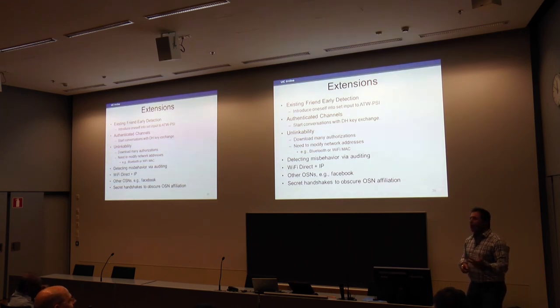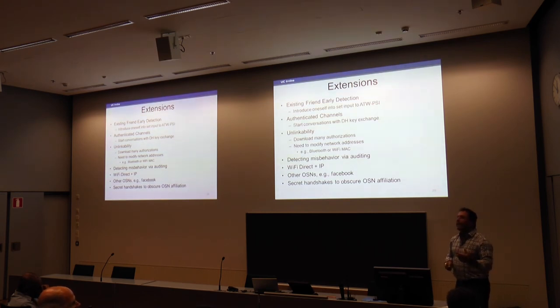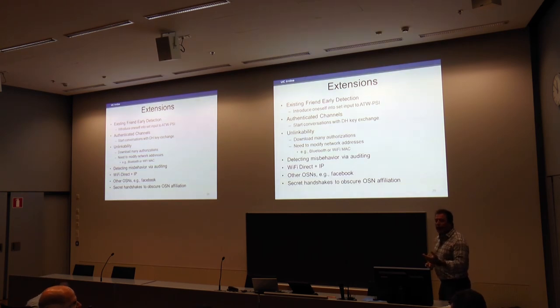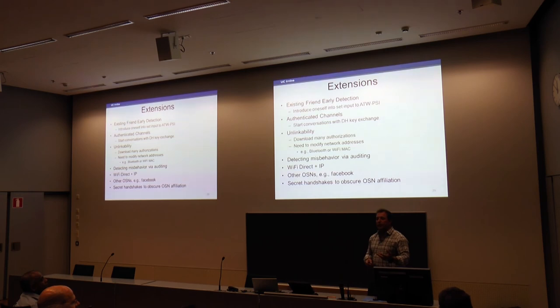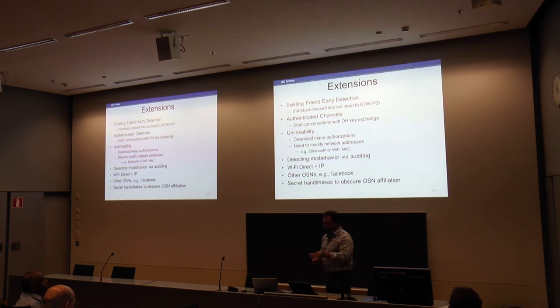So right now, if you observe network traffic, if you snoop on Bluetooth, or if we do Wi-Fi, if you snoop on Wi-Fi, you might detect that there is this type of protocol going on between two LinkedIn users. You will not know who they are, but you will know it's a protocol between two LinkedIn users. If there are multiple social networks, it might be worth obscuring affiliation. And then we would need to introduce something like secret handshake protocols on top to do that.